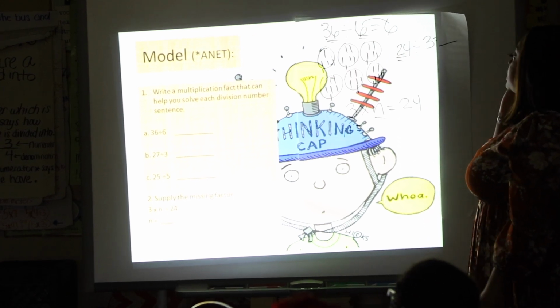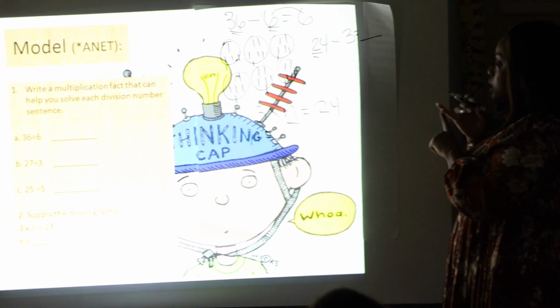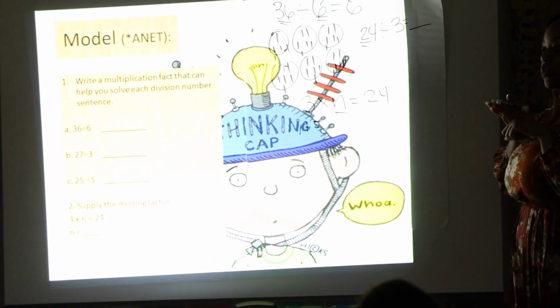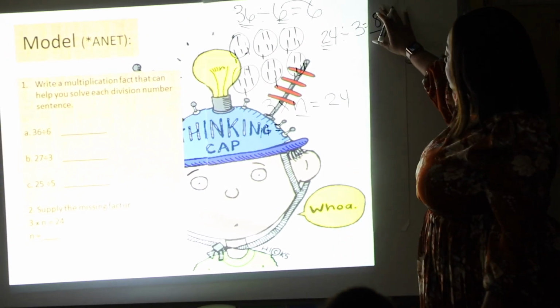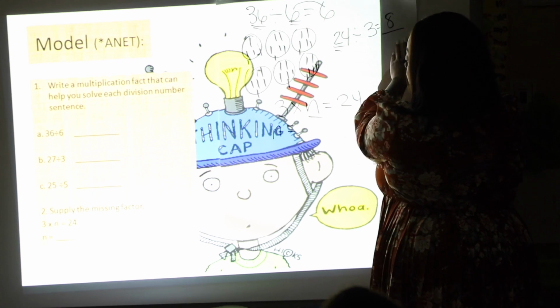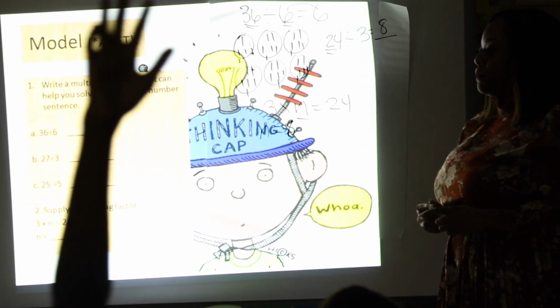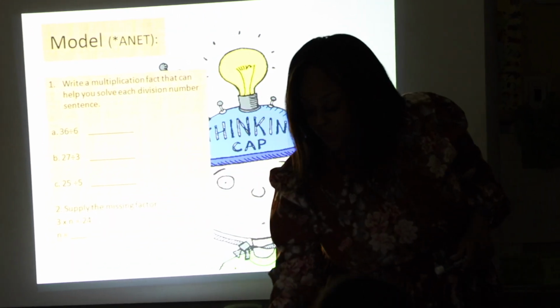So I'm going to think, what times 3 will give me 24? 8 times 1 is 8. 8 times 2 is 16. 8 times 3 is 24. So my answer is 8. So n equals 8. Any questions about that thinking process? Alright, let's move it right along.